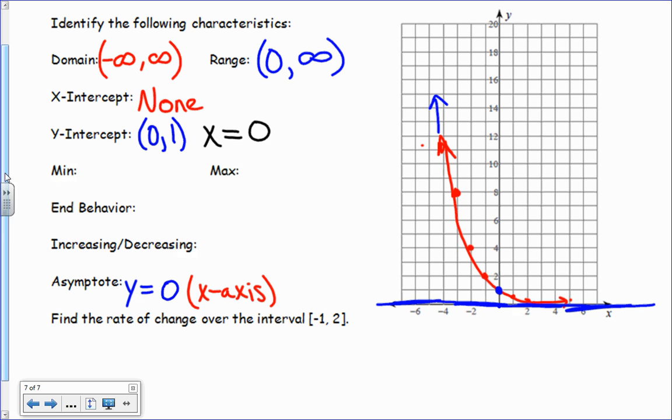Now, as far as a minimum and a maximum go, there's no minimum and there's no maximum because there's not an absolute stopping point at the bottom or the top due to those arrows.